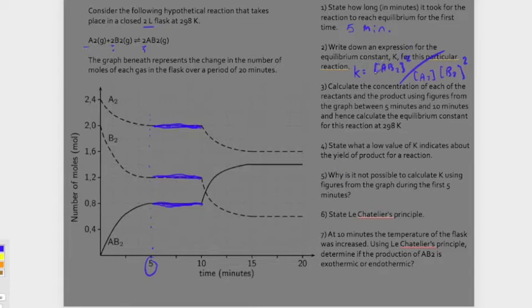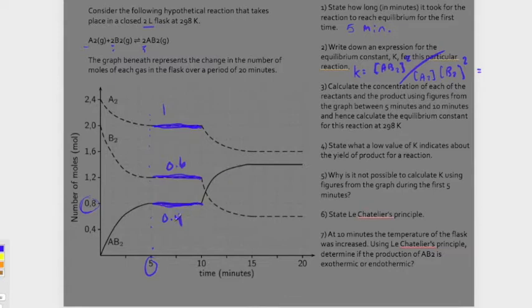Because I know the equilibrium concentrations. Remember, this K is only for equilibrium. Well, at equilibrium, I know that AB2 right here has 0.8 moles, and therefore the concentration would be, concentration is moles per liter, 0.8 moles divided by 2 liters, that would be 0.4. The concentration of B2 right here, 1.2 divided by 2 would be 0.6. And the concentration of A2 is 2 moles divided by 2 liters, that would be 1 molar. I could plug all of those into this equation and actually get a real number for my K value.